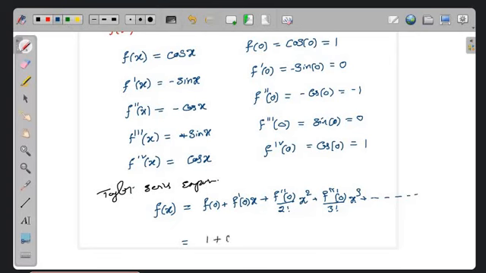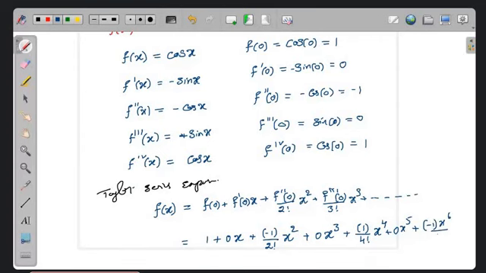Plus, the next one is 0 into x. Plus, the next one is the second derivative, that's -1, so -1 by 2 factorial into x square, plus 0 into x cube, plus 1 over 4 factorial into x power 4, plus 0 into x power 5, and the next one would be -1 into x power 6 by 6 factorial, plus and so on.